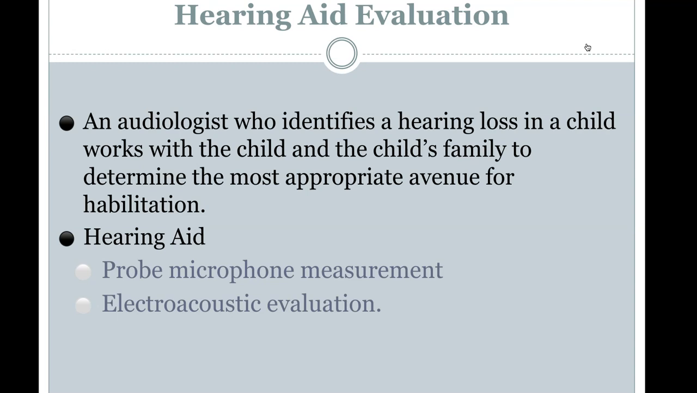All right, the hearing aid evaluation. An audiologist who identifies a hearing loss in a child works with that child and the child's family to determine the most appropriate avenue for habilitation, right? So one option will be a hearing aid. And we're going to do a probe microphone measurement and an electroacoustic evaluation to determine the kind of hearing aid the person needs and the level that the hearing aid needs to be set at.